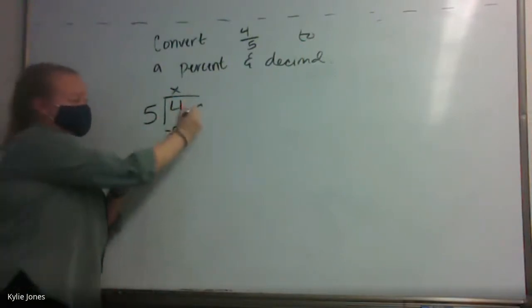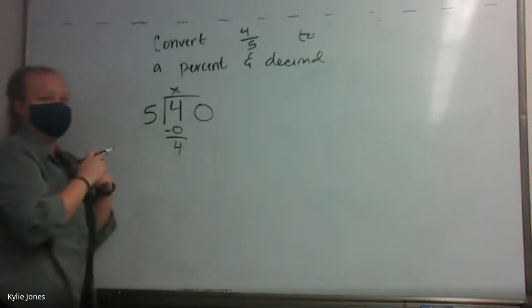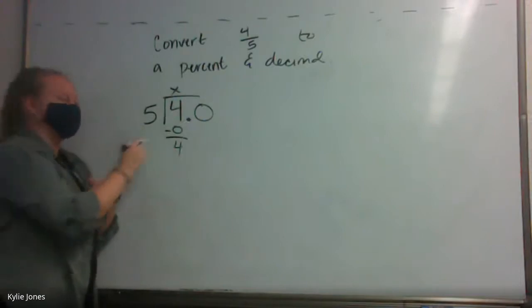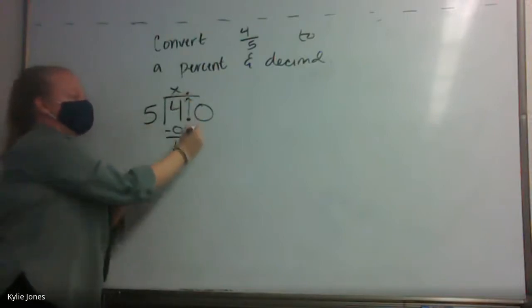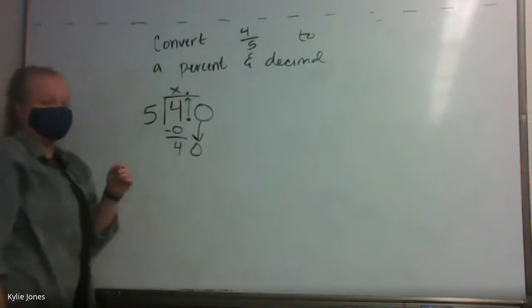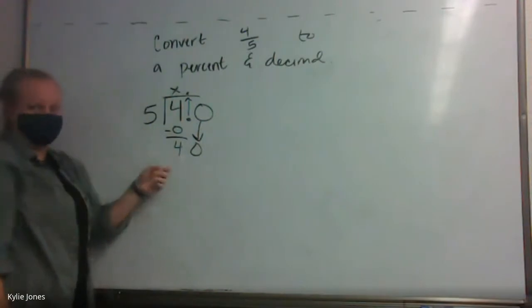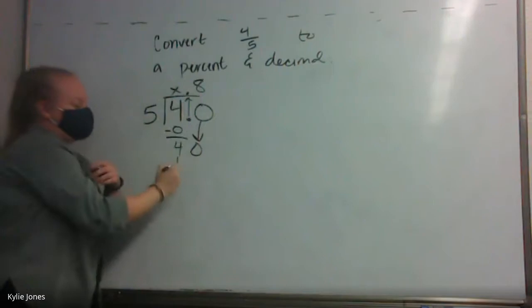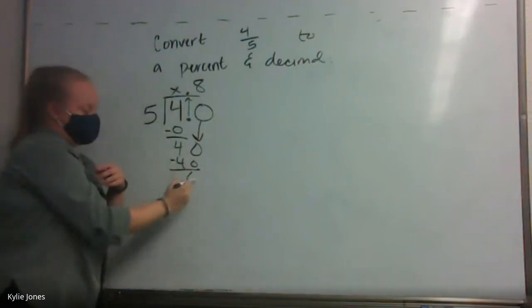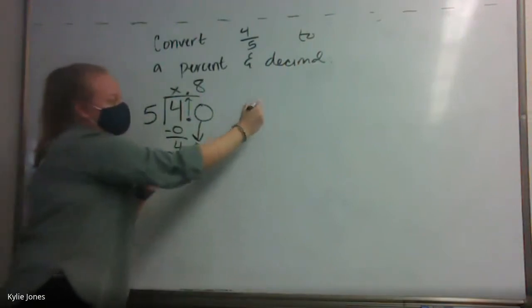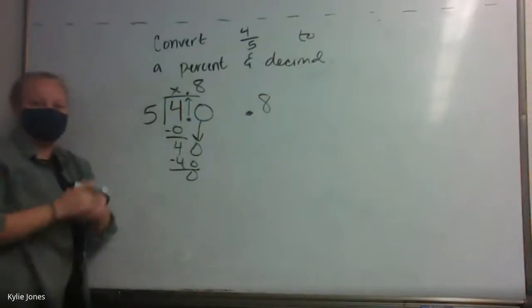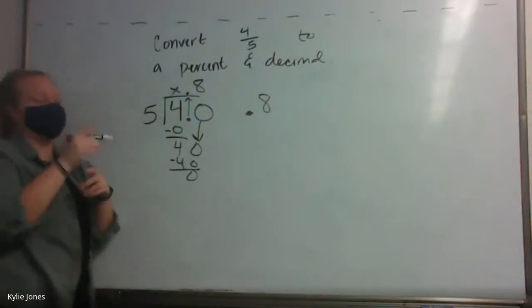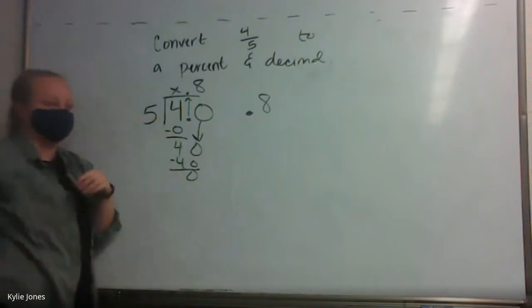A 0. A decimal as well. If you're going to add zeros, make sure you add the decimal and bring it straight up. So now that we've added our 0, we can drop it down. Does 5 go into 40? Yeah. How many times? 8 times. And it goes in evenly, right? So there's our decimal: 0.8, 8 tenths. Done. Okay, Charlie, how do you go from a decimal to a percent then?